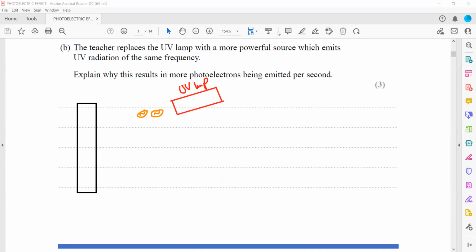So one electron absorbs 1 photon at a time. So as a result, what will happen when 2 photons are emitted out from the lamp? The electron will absorb those 2 photons and they will go out. But now in the question, we keep the energy of each photon the same. We are not changing their energy. What we just change is we use a more powerful lamp.